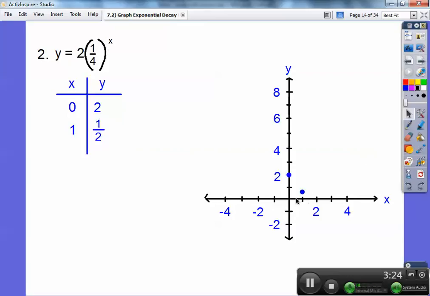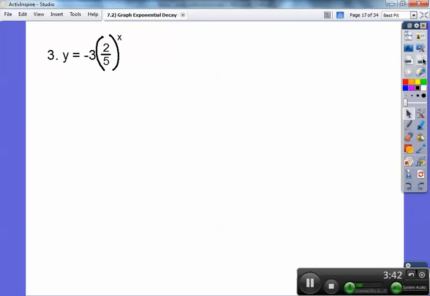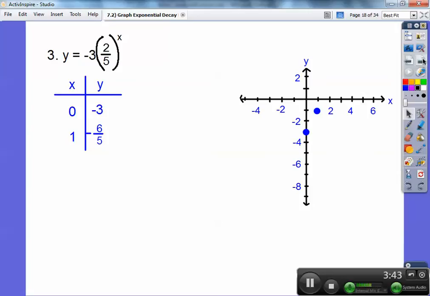So I'm going to graph 0, 2, and then when x equals 1, 1/4 to the 1 is 1/4, and 2 times 1/4 is 1/2. So there they are. That gives me my idea of my graph, and it's right there. So again, your domain is all reals because it goes left and right, and your range is greater than 0. Okay, let's try this one. Okay, I'm going to do the 0 trick again, you guys.